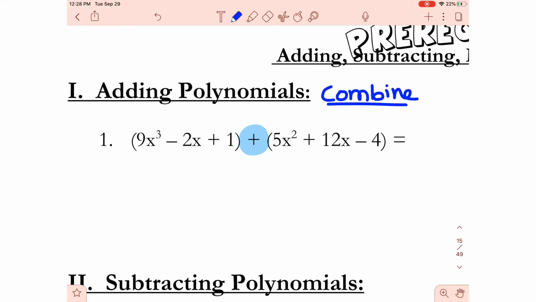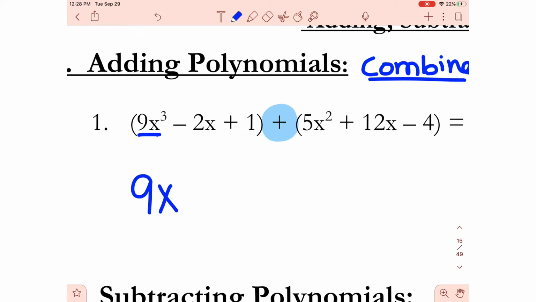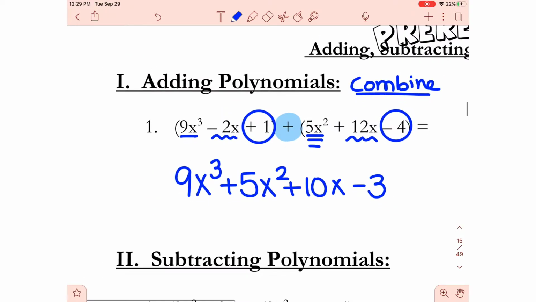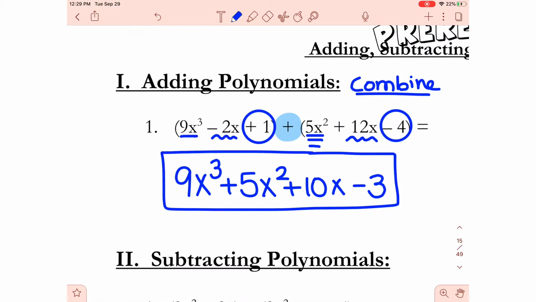So looking at the terms, 9x to the third does not combine with anything. So I'm going to write that part down first. And I want my answer in standard form from highest degree to lowest degree. So the next thing I'm going to look for are the x squareds. The 5x squared also does not combine with anything, but the x's do. Negative 2x and 12x will give me a plus 10x. And then finally, 1 and negative 4 combines to negative 3. So there is my answer. I literally am just combining like terms.